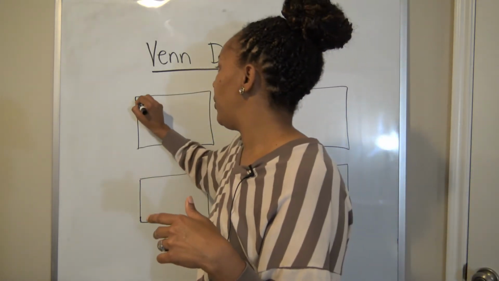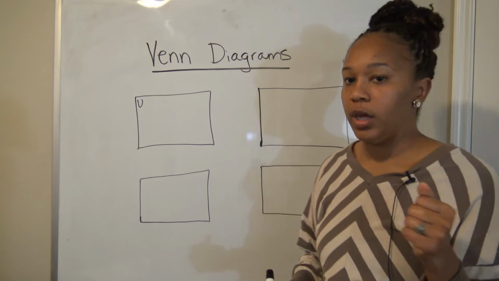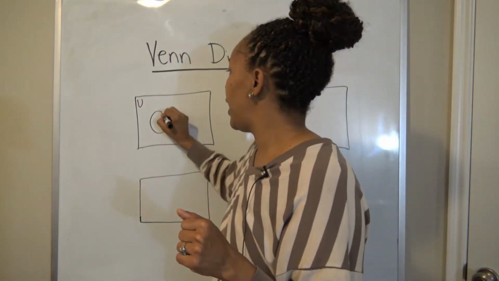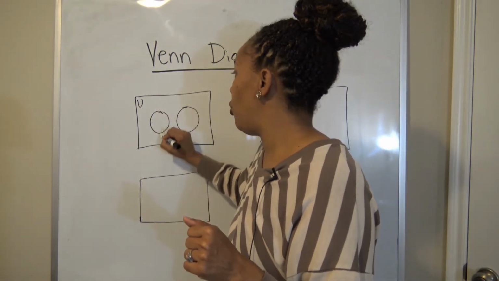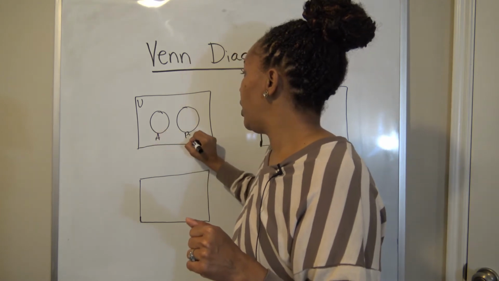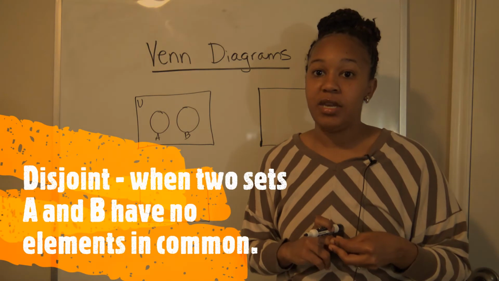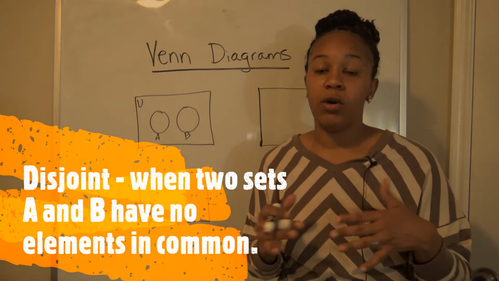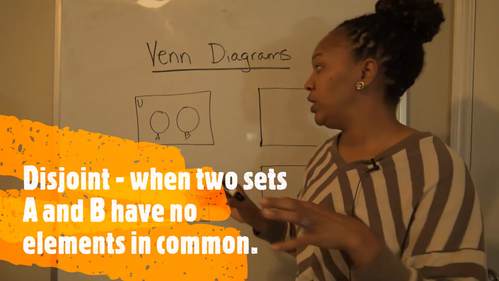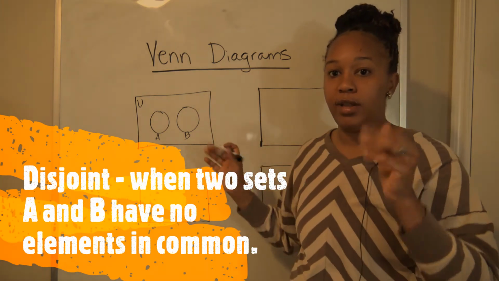This is my universal set U again. The first thing that can happen is A and B can share no members, and we call those sets disjoint. Disjoint means that A and B have no members, no elements in common. Those are disjoint sets. They're completely separate. They don't have anything in common.